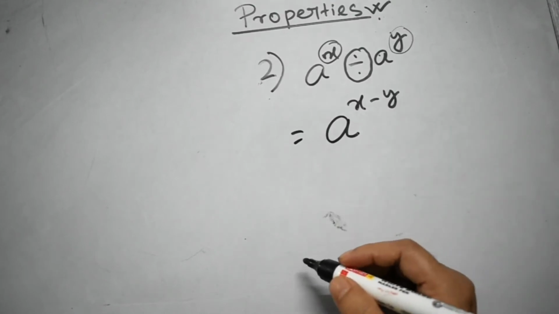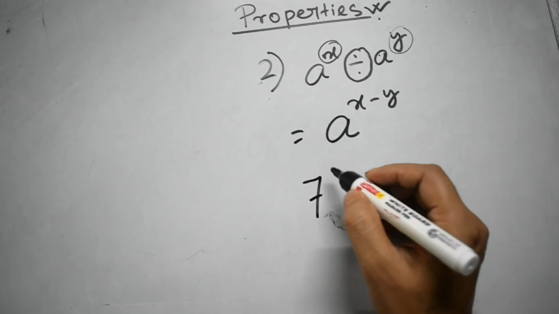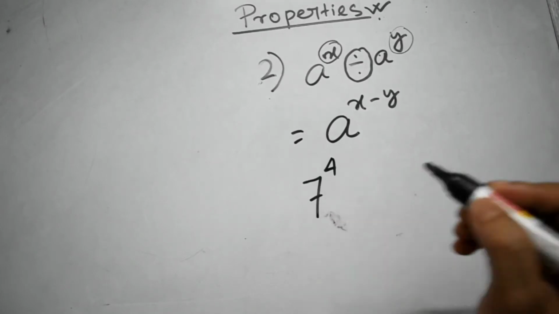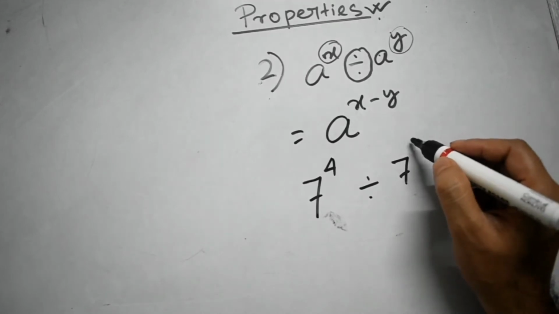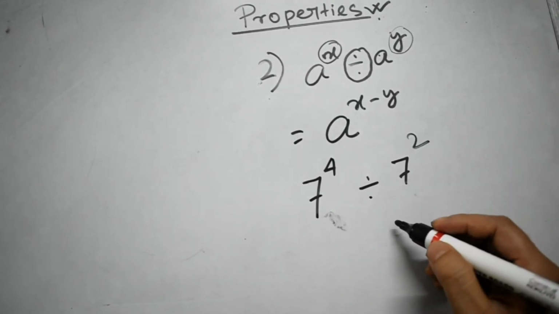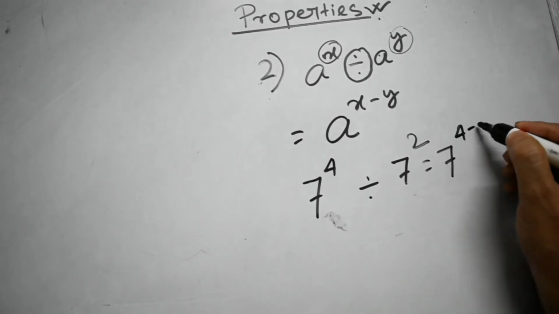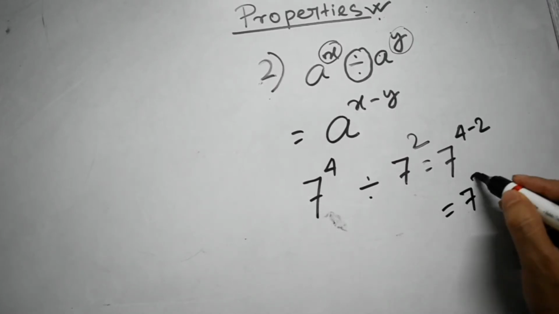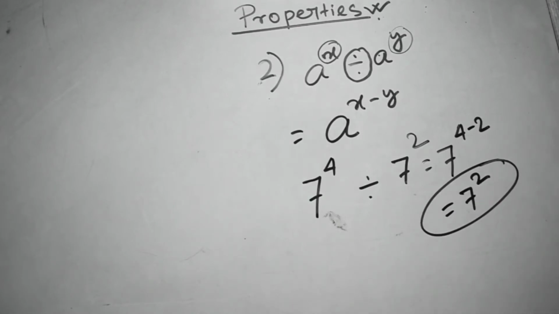Now let's take an example. Suppose we have 7 to the power 4 divided by 7 to the power 2, or 7 square. It can be written as 7 to the power 4 minus 2. That means 7 square. The final answer will be 7 square.